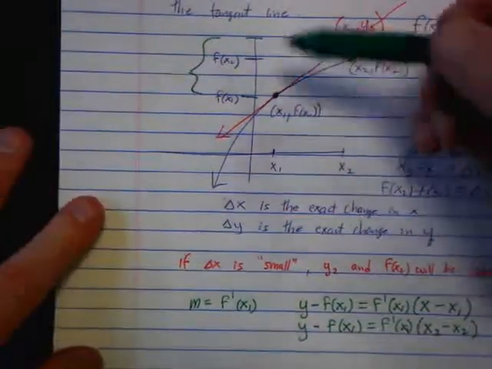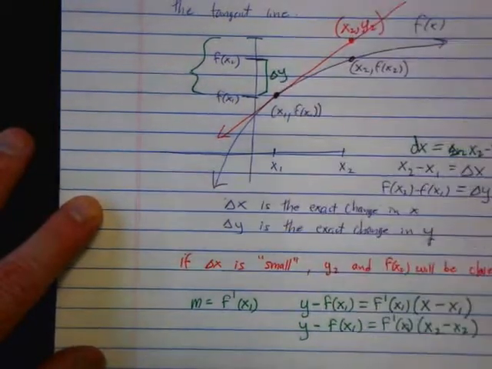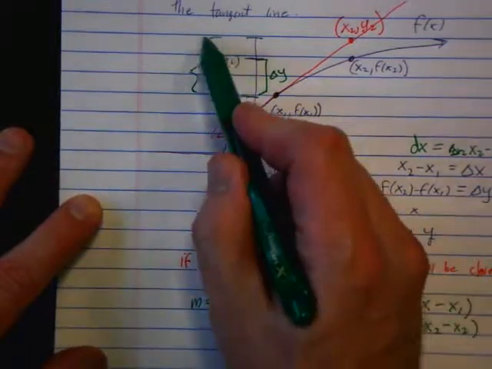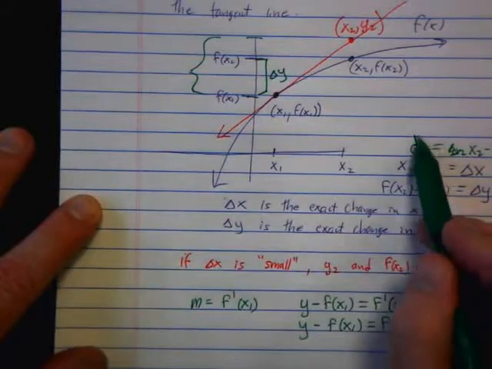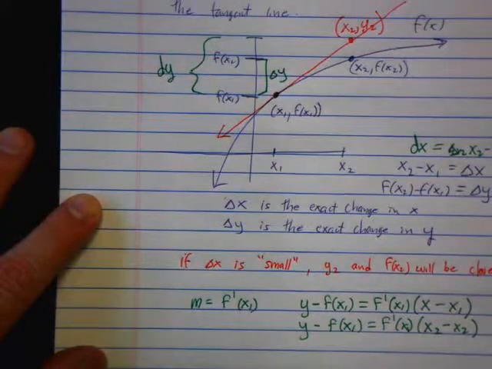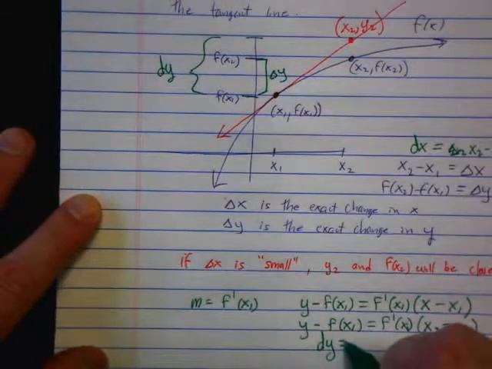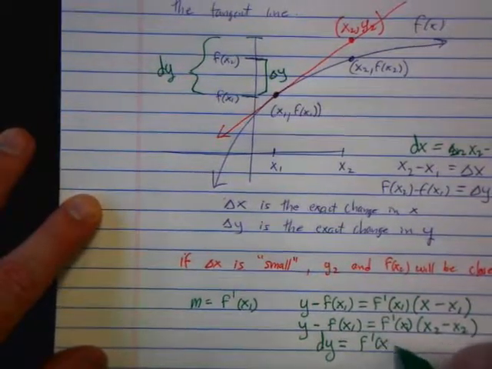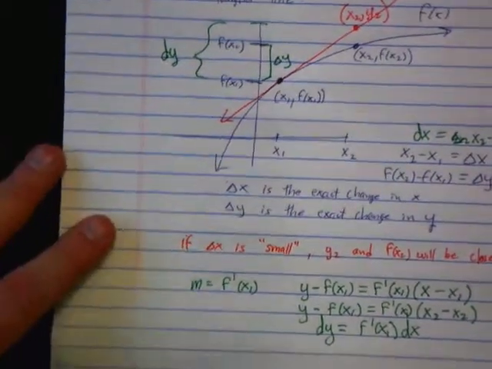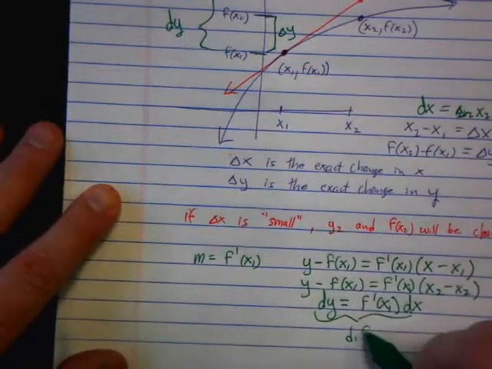Well, delta y was this distance. So I want to use a different symbol for this distance up over here. It's going to look a lot like this symbol. dy. That's the change in y, so we're going to call that dy. So we have dy is f prime at x1 dx. And this formula is called the differential.